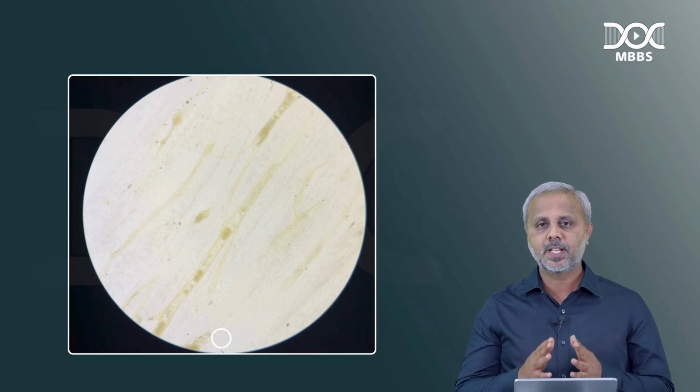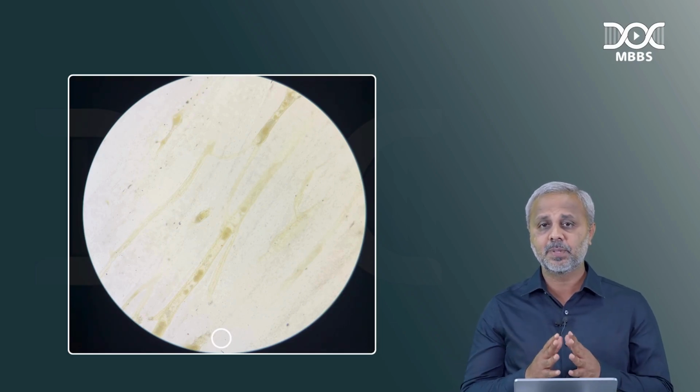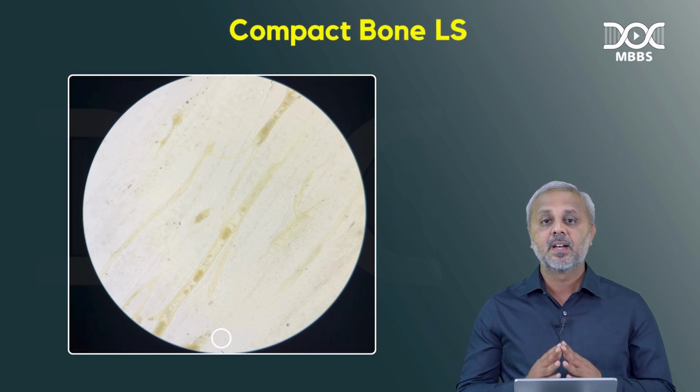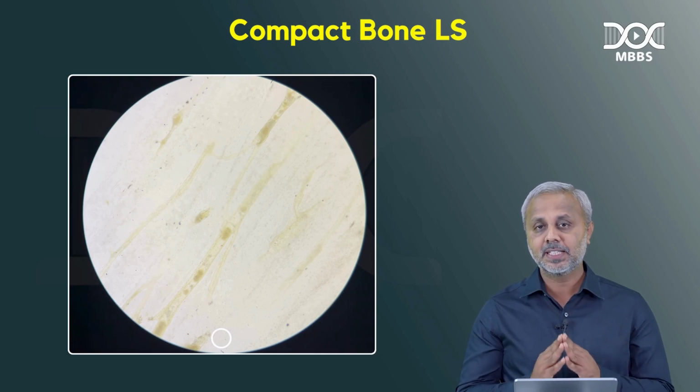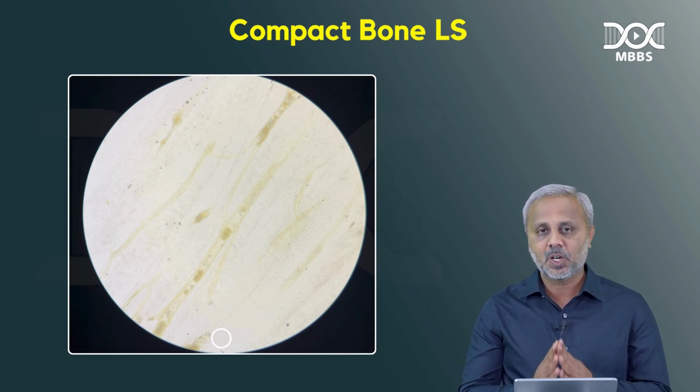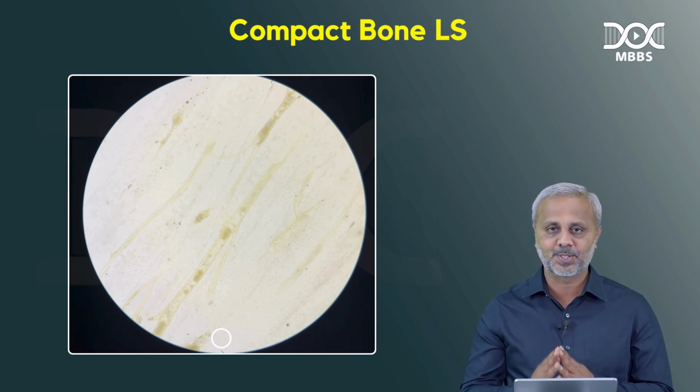Again, as soon as you see this slide, you will jump in joy because this is the slide of compact bone. But where you can go wrong is in identifying this section. In your excitement, if you mention this as transverse section, remember you will lose the marks. This is the longitudinal section of compact bone and again a ground section.